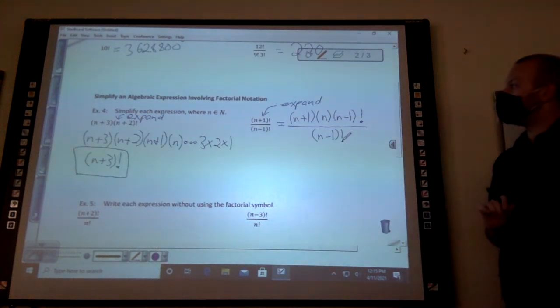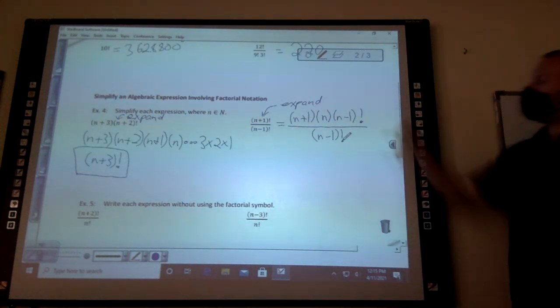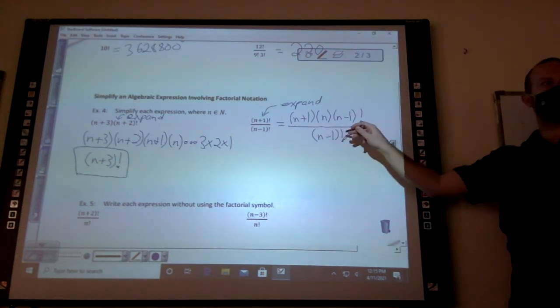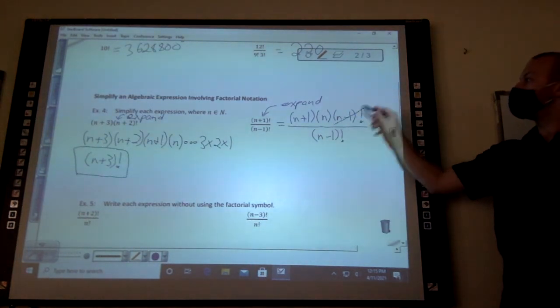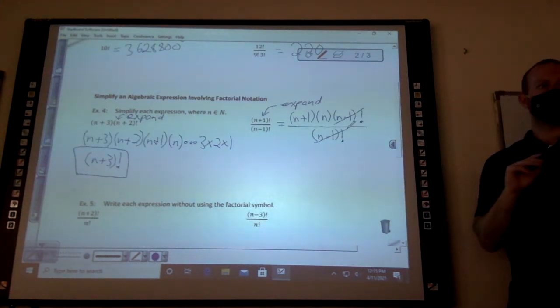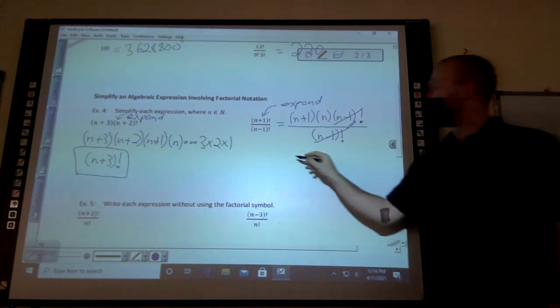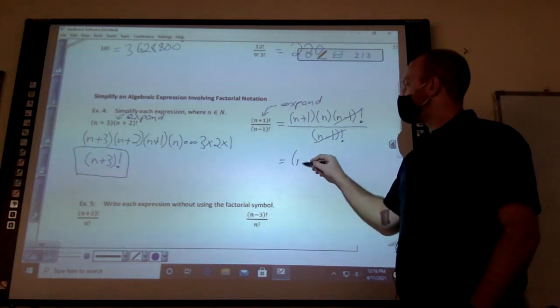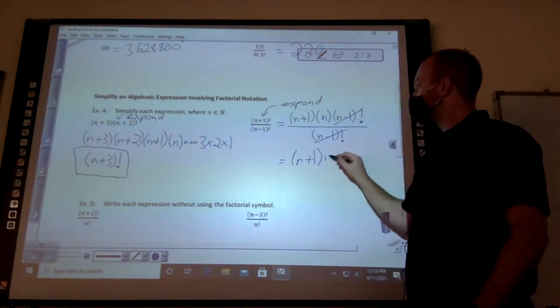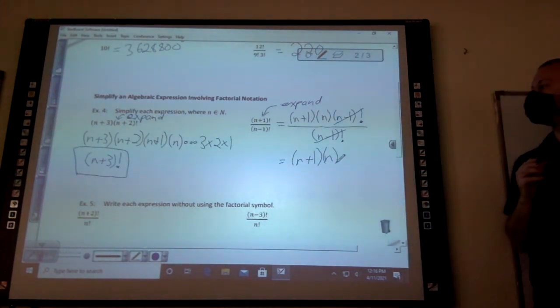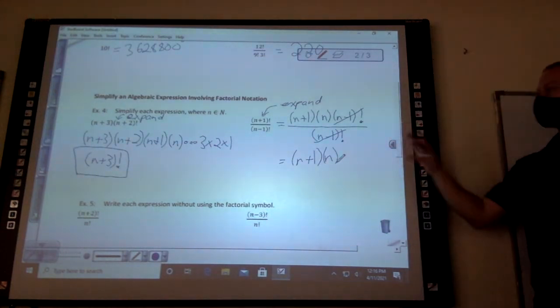And the reason I now leave it like this, we've got n minus 1 factorial on the top, n minus 1 factorial on the bottom. These cancel. Now I have no more factorial, and I'm just left with n plus 1 times n. And that's simplified. Don't bother multiplying that out, just leave it like this.